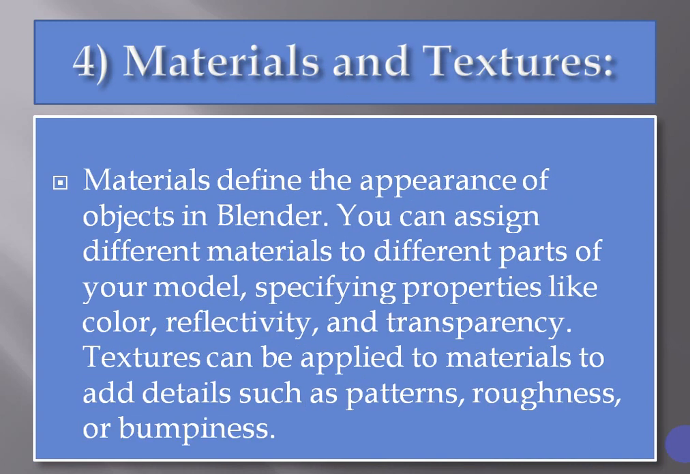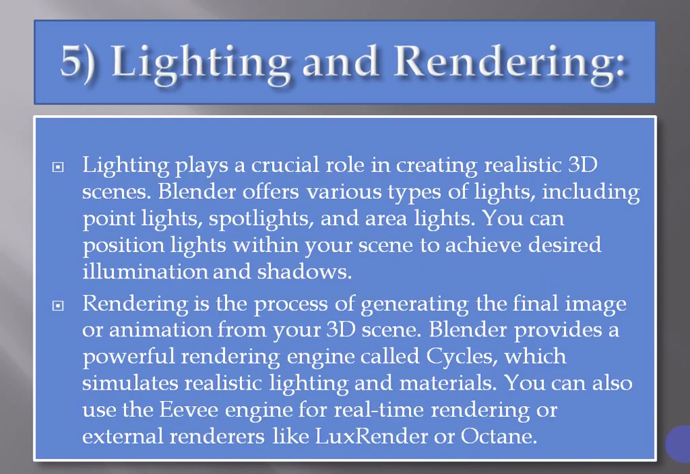Number 4. Materials and textures. Materials define the appearance of objects in Blender. You can assign different materials to different parts of your model, specifying properties like color, reflectivity, and transparency. Textures can be applied to materials to add details such as patterns, roughness, or bumpiness.